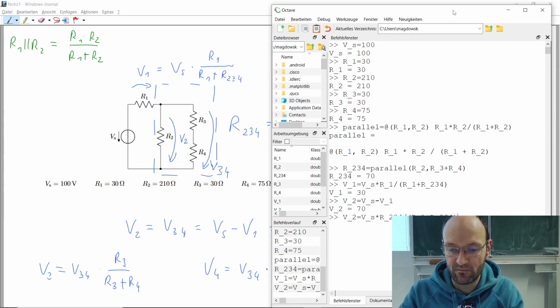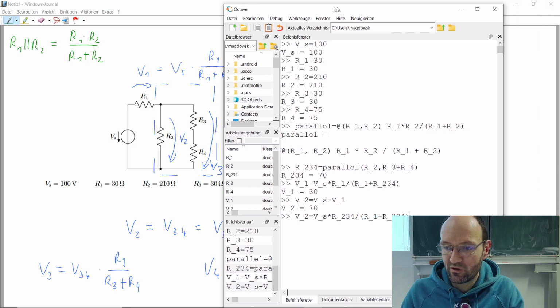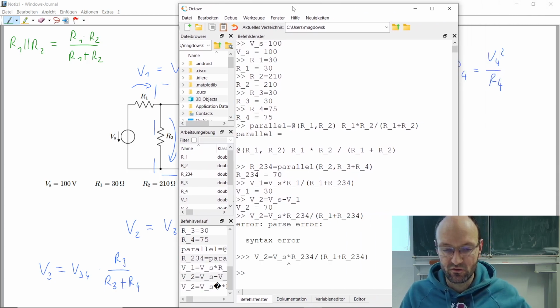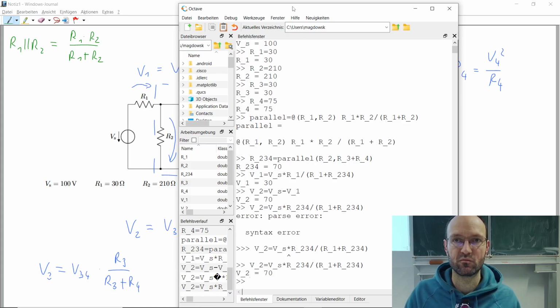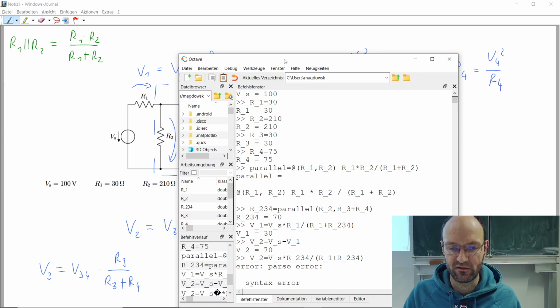We can also calculate V2 by the second voltage divider, V source multiplied with the partial voltage divided by the total voltage, partial resistance, and total resistance. Okay, and then there's some syntax error because I pushed the wrong button on the keyboard. And with this formula, we also get 70, which is nice.